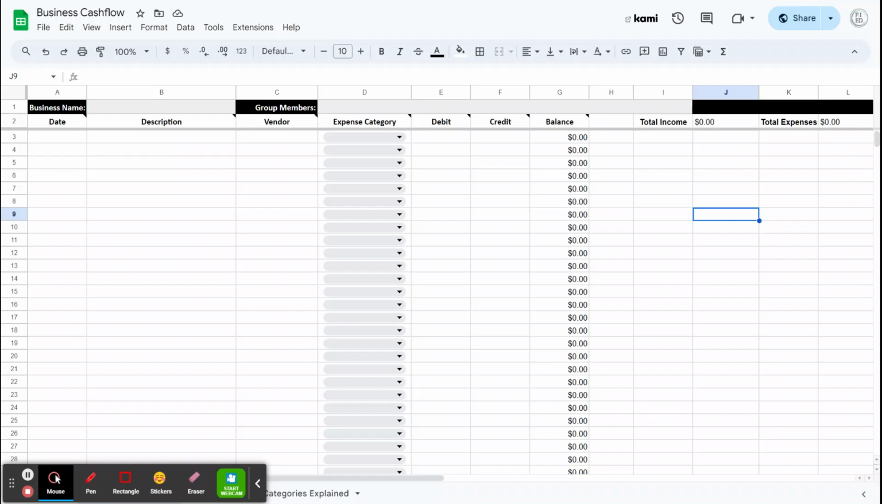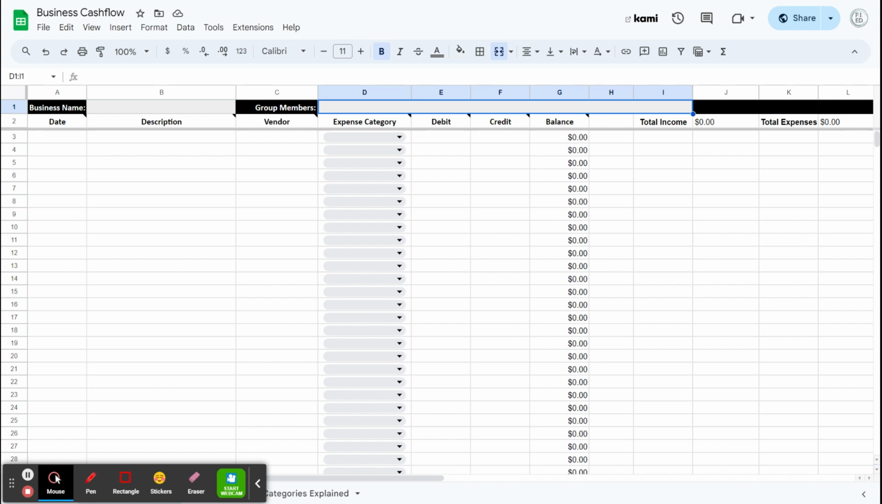This video is just a quick explainer of how to use the cash flow tracker document for your business. You're going to fill out your business name, group members, and so on up top. Every time you have a transaction for your business, whether that is money in or money out, you want to log it in your cash flow tracker.